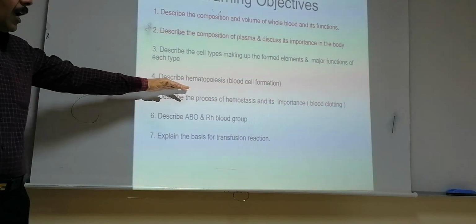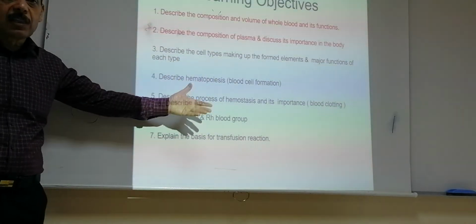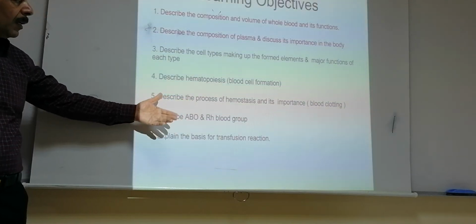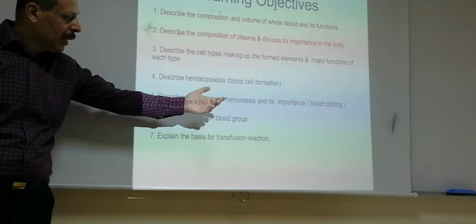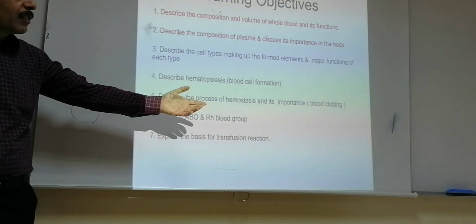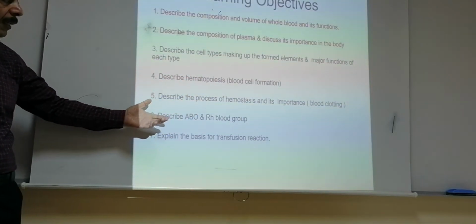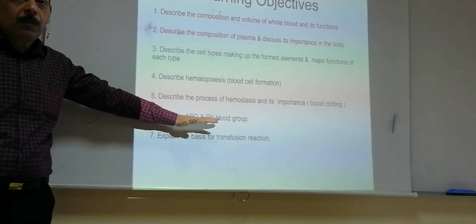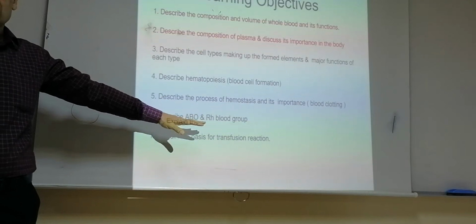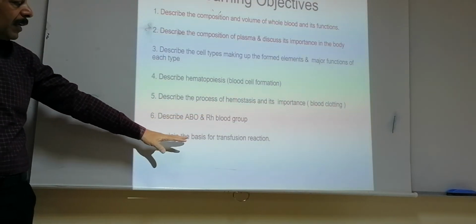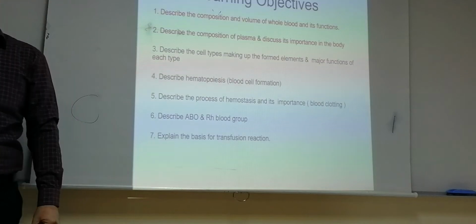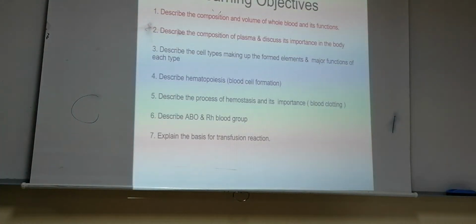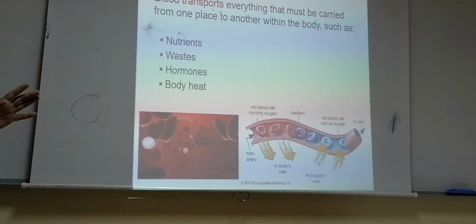And describe hemopoiesis, which is the blood cell formation, how the blood cells are formed, describe the process of hemostasis and the importance of blood clotting also, hemostasis, sorry, and describe the A, B, O, and Rh grouping of the blood. Then explain the basis for blood transfusion and blood transfusion reaction. So those are the objectives that we will cover during this chapter.